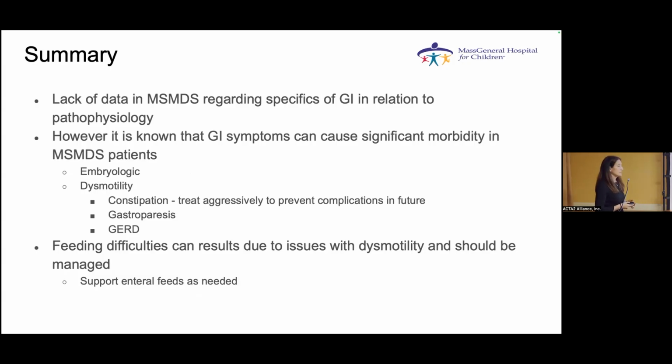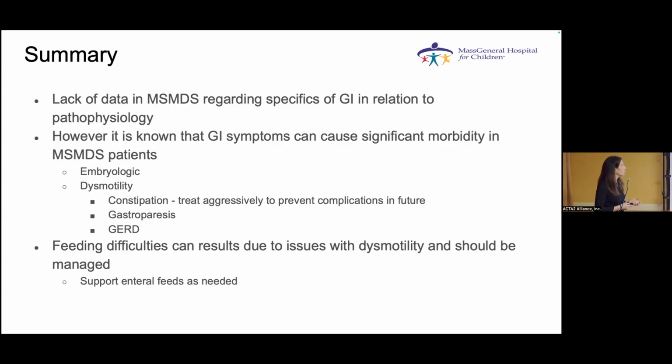So to summarize, there is a lack of data clinically in terms of MSMDS regarding the specifics of the GI in relation to the pathophysiology. We have a lot of great basic science research going on now in terms of really understanding things. And we have a lot of great clinical understanding in general of dysmotility. But with ACTA2 mutations, there's a specific abnormality that we're trying to focus on and understand, but we're still at the beginning of clinically understanding how best to treat our patients.